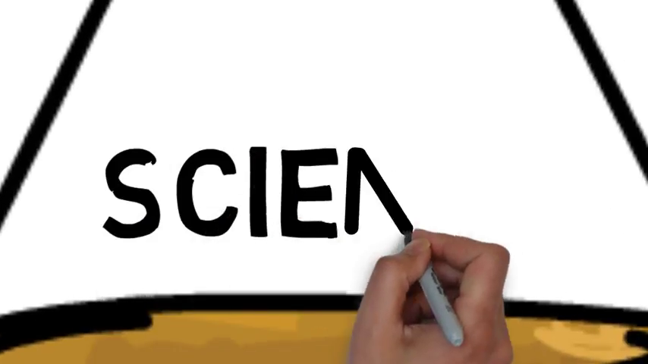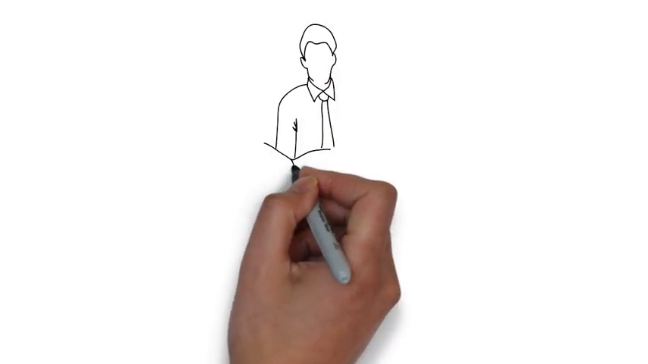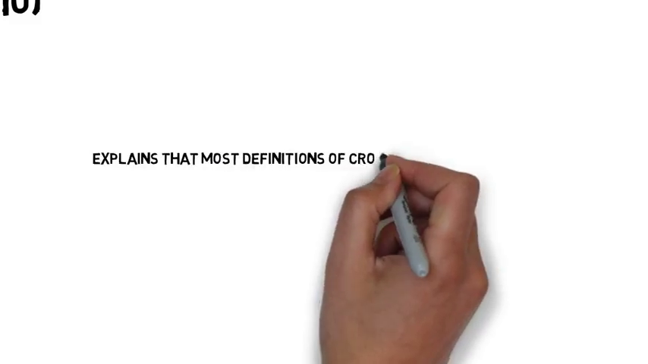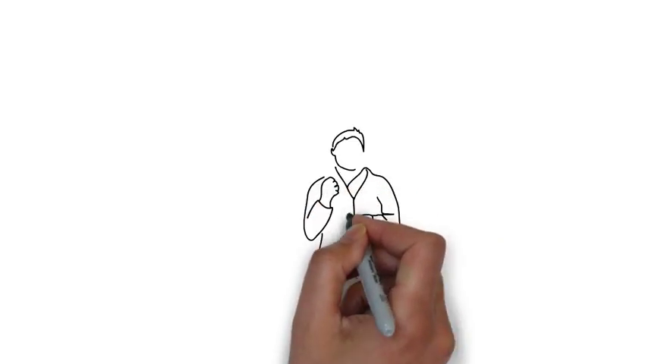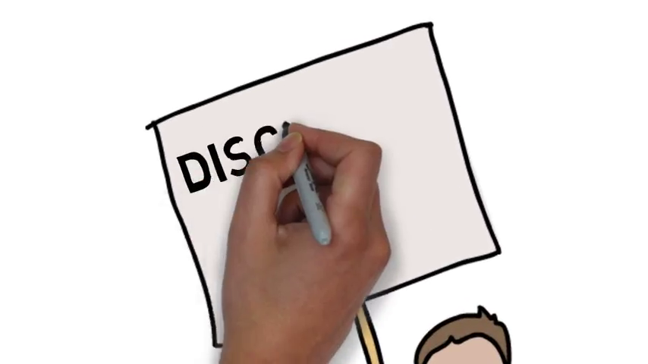The first question we need to consider is what cross-curricular actually means. Hayes 2010 explains that most definitions of cross-curricular work are also known as curriculum integration, which emphasises how combinations of subjects are used within project or thematic work. This means that it incorporates more than a single subject area, for example, mathematics and science.